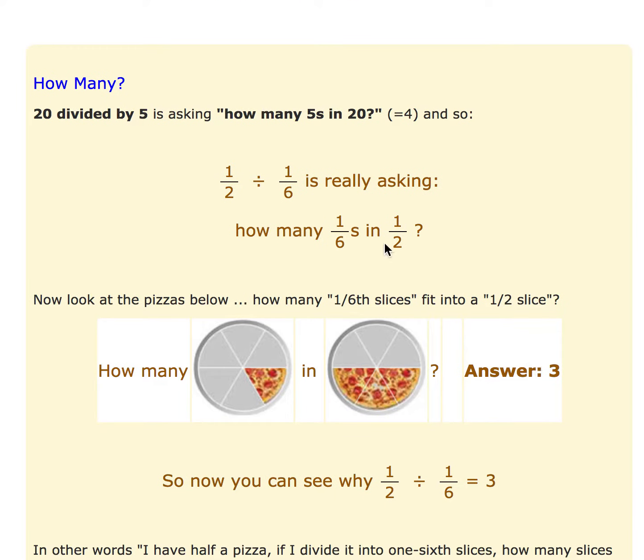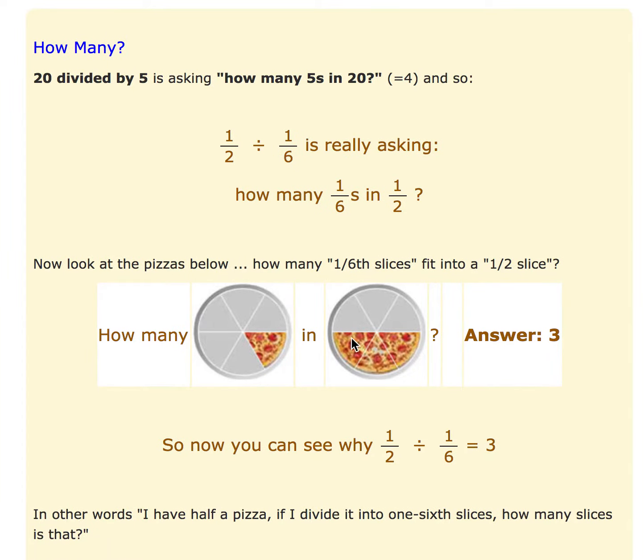Here's a way of looking at it. If you think about when you do a normal division, like 20 divided by 5, it actually asks how many 5s are there in 20. Okay, that's what it means. So what a half divided by a sixth is really asking is how many sixths are there in a half.